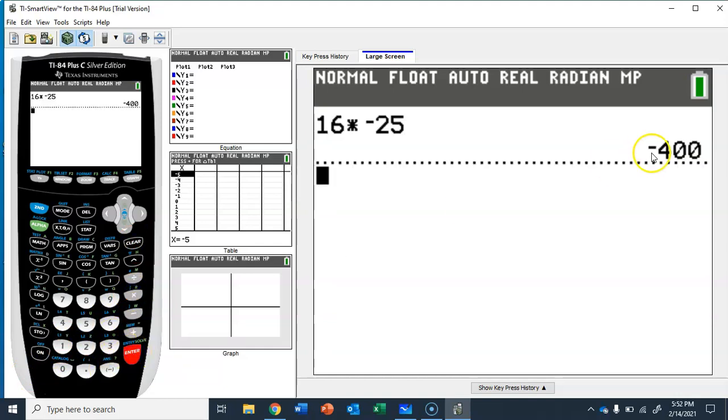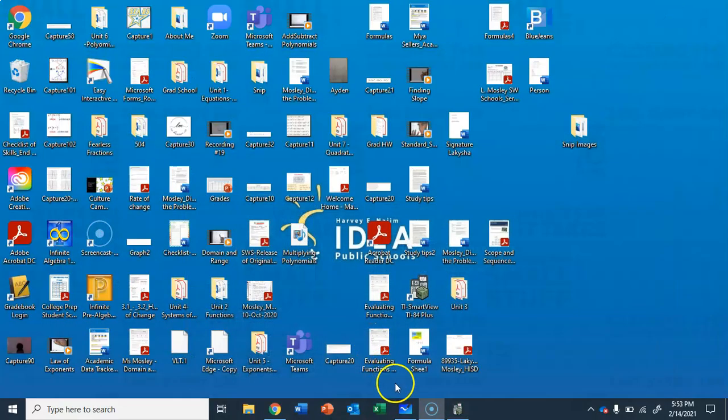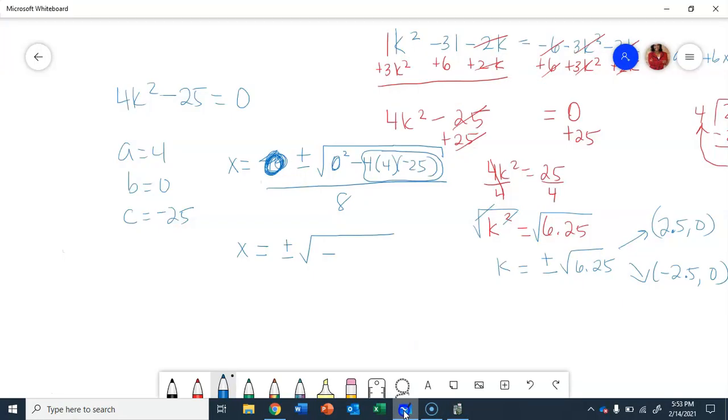See what you'll get here? You'll get a negative 400. And if I go back here, I already had that minus from the subtraction. When I multiplied 4 times 4, which is 16 times negative 25, I got negative 400. Minus minus becomes plus plus. I know that part's a little tricky. So what we have here is x is equal to plus minus the square root of 400 over 8.